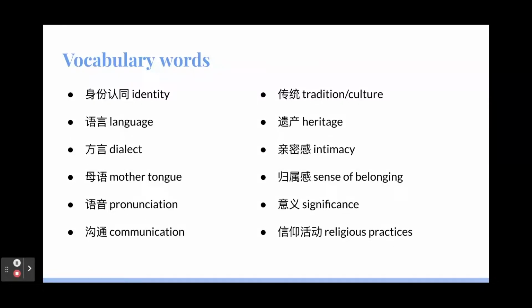身份认同 means identity. 语言 means language. 方言 means dialect. 母语 means mother tongue. 语音 means pronunciation. 沟通 means communication. 传统 means tradition or culture. 异产 means heritage. 亲密感 means intimacy. 归属感 means a sense of belonging. 意义 means significance. 信仰活动 means religious practices.